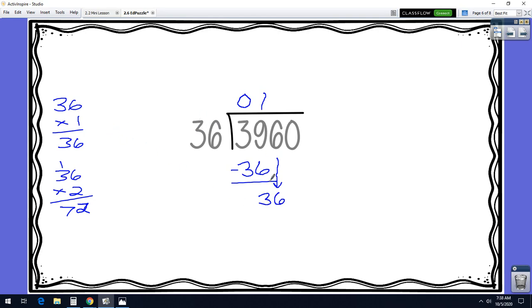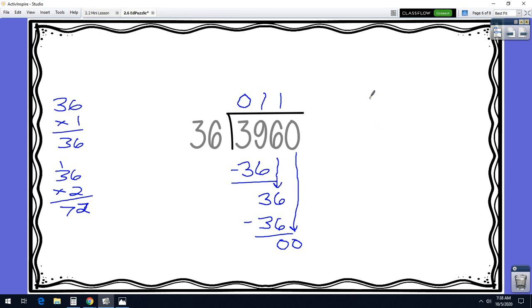Will 36 fit into 36? It sure will. That's an easy one. It'll fit in there once. And one set of 36, or 1 times 36, is 36. So here's where a lot of kids will stop. They'll say, ta-da, I did it. I subtracted. Even if I remember to bring down, hey, I still have 0 there, I'm done. Is that right? Am I done?